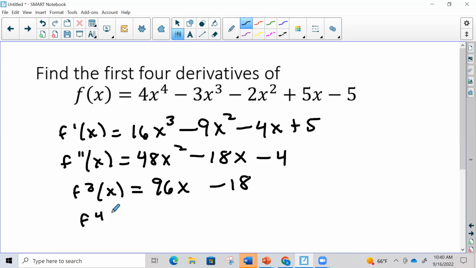And then if we took the fourth derivative, we take the derivative of the third derivative, which would just be 96. So that's how we do the higher order derivatives.